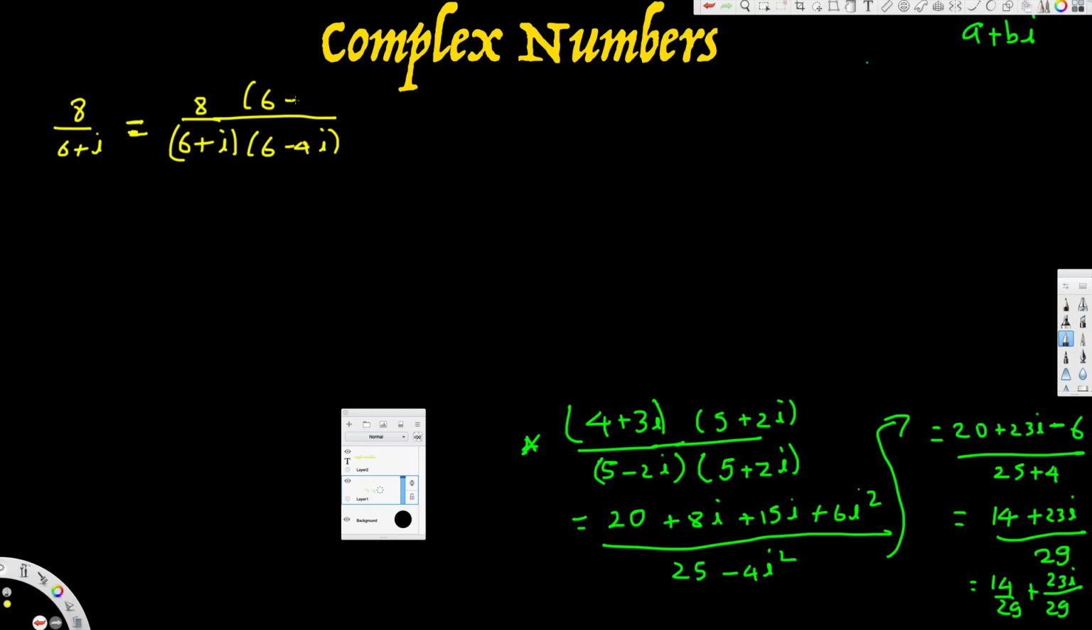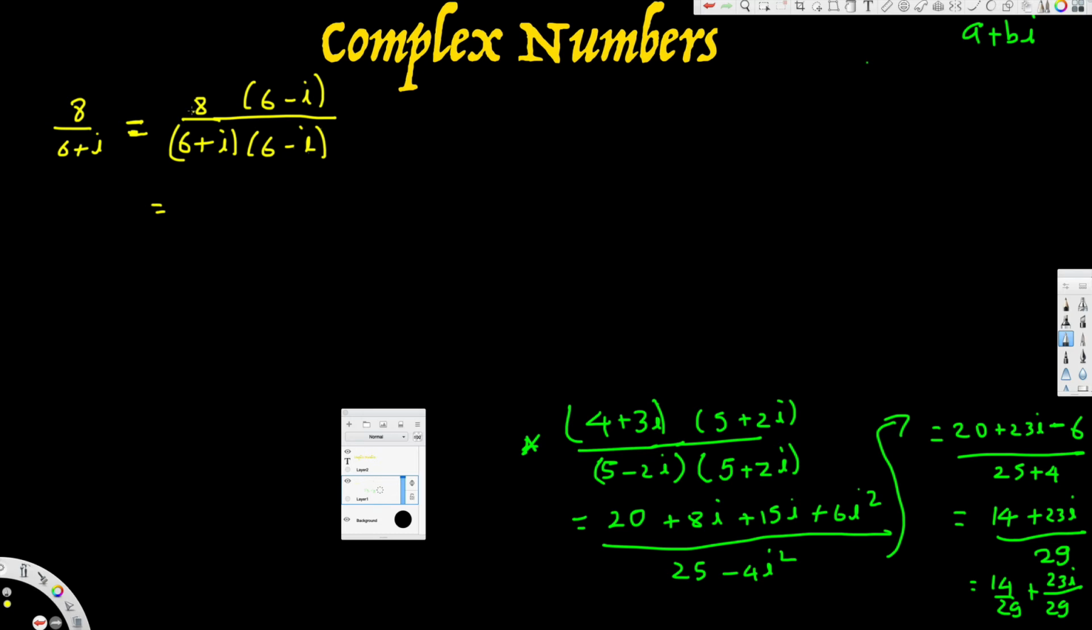Okay, 6 minus i, 6 plus i, we are going to get 6 minus i, and then we are going to continue. I'm waiting for it to respond. Okay, now it's responding. Now I erase this 6 minus i. And here 6 minus i.